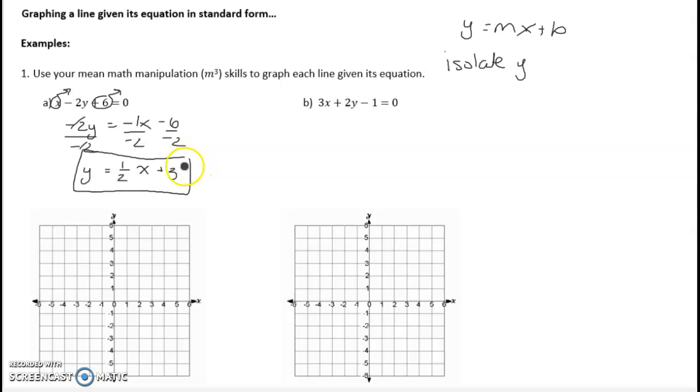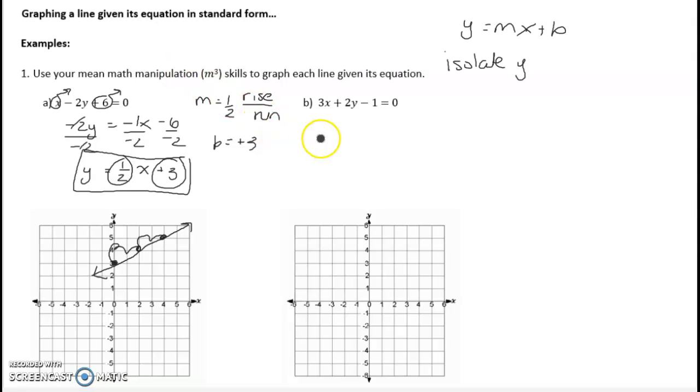So to graph this one, we know that my slope is the number in front of my x, so it is a positive half. And my b is my y-intercept, and it is positive 3. So at positive 3, you're going to put a dot. And then we know slope is rise over run. So we go up 1, and over 2. 1, 2. Put a dot. Up 1, over 2. 1, 2. Put a dot. So if you were to join this, remember, you always use a ruler. It's just on a computer I can't. That's what your line would look like.